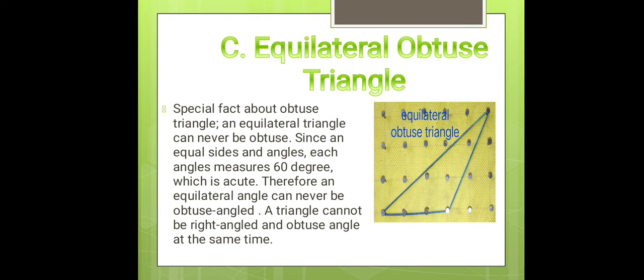Equilateral obtuse triangle. Special facts about obtuse triangles: an equilateral triangle can never be obtuse, since with equal sides and angles, its angles measure 60 degrees, which is acute. Therefore, an equilateral triangle can never be obtuse angled. A triangle cannot be right angled and obtuse angled at the same time.